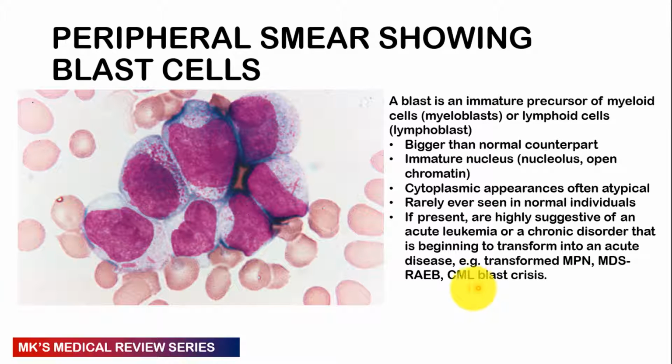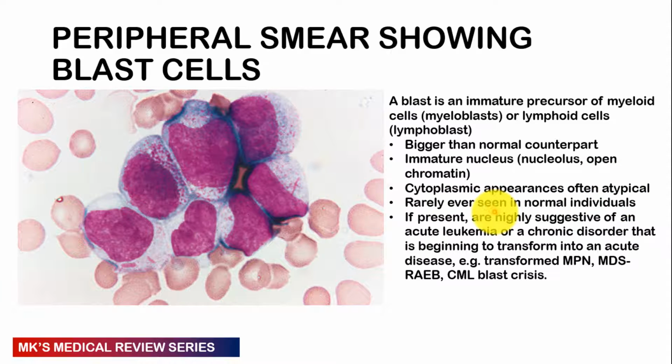So here's what a blast cell looks like. So these are blast cells. So as you can see, the immature blast cells could either be of myeloid cell, which is known as a myeloblast, or a lymphoid cell, which is known as a lymphoblast rather. You have the cells that are bigger than the normal counterparts. So they are very, very much bigger than the normal counterparts. They have an immature nucleus, as we can see. And of course, open chromatin. The cytoplasm appears often atypical.